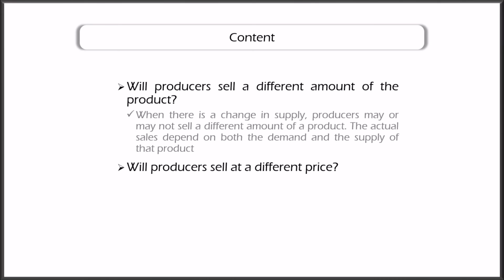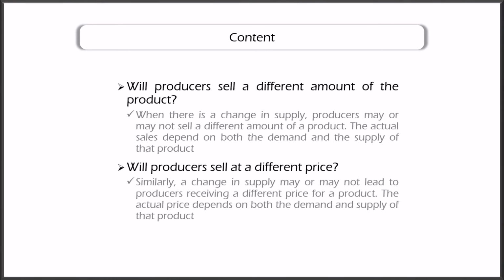When there is a change in supply, producers may or may not sell a different amount of the product. The actual sales depend on both the demand and the supply of that product. Similarly, a change in supply may or may not lead to producers receiving a different price for a product. The actual price depends on both the demand and supply of that product.